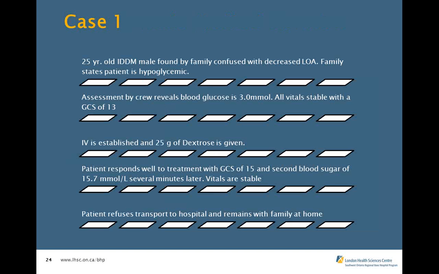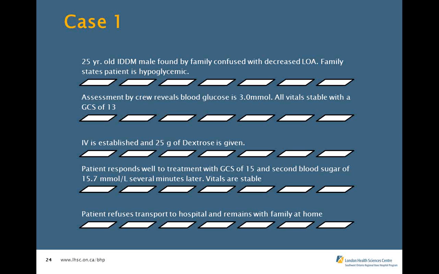Okay, thank you, Tracy. So our first case here, people: a 25-year-old insulin-dependent diabetic male, found by his family confused, with a decreased level of awareness. Family thinks that the patient is hypoglycemic. Crew gets there and checks his blood sugar, and it's 3.0 millimoles per liter. All vitals are stable, with a decreased level of awareness, GCS of 13. So an IV is established, and 25 grams of dextrose is given, IV push. Patient responds well to the treatment.